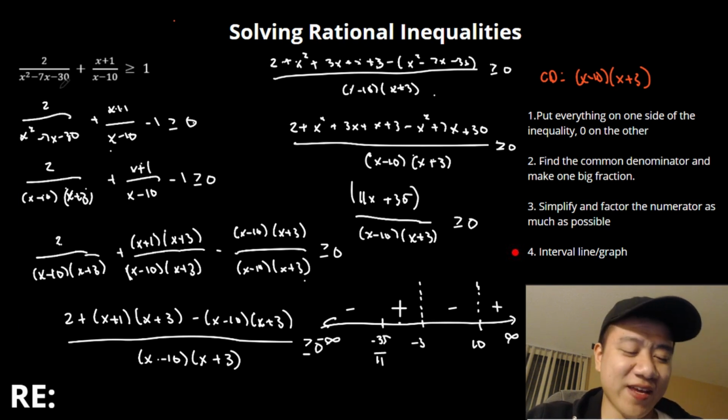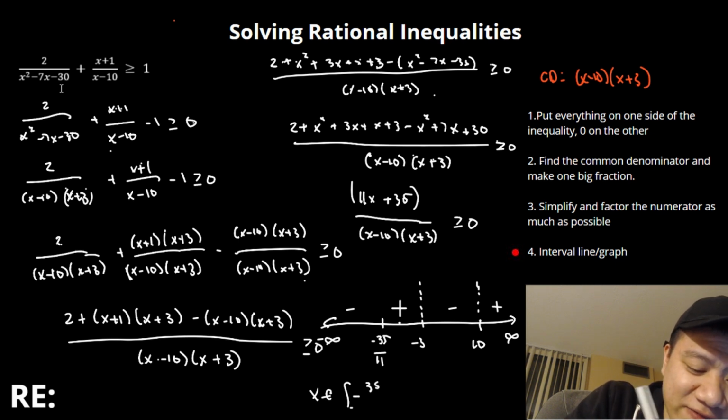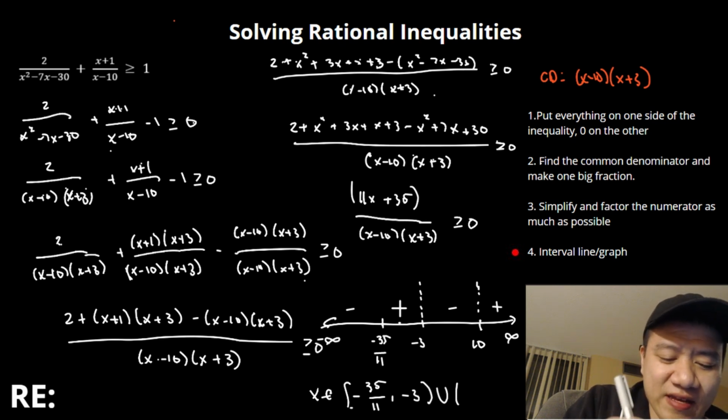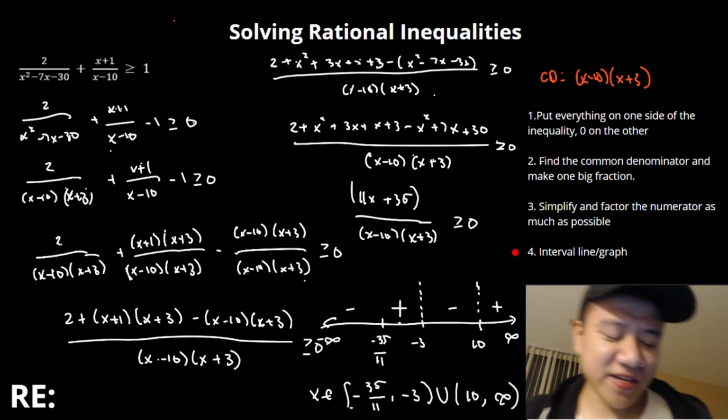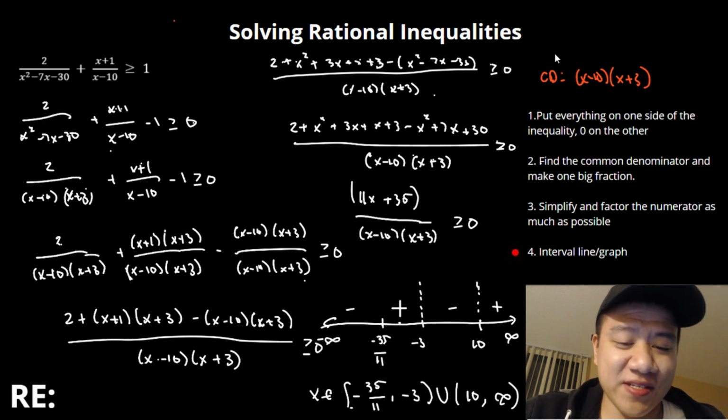Okay, so writing it out, we'll have x is the element of square bracket -35 over 11, -3, and it's a vertical asymptote, so round bracket, and then 10 to infinity. And we are done. Yep, so pretty much this is the steps to do it.